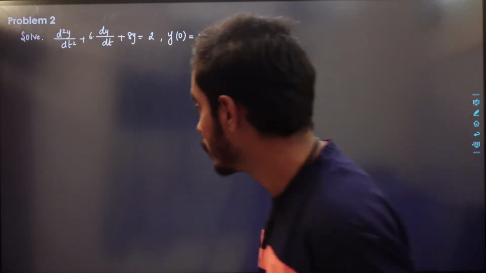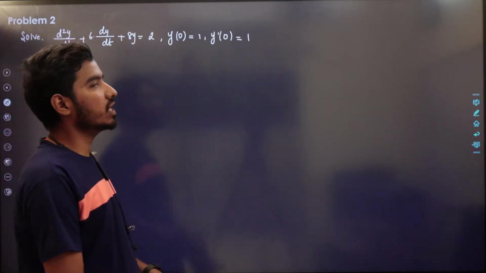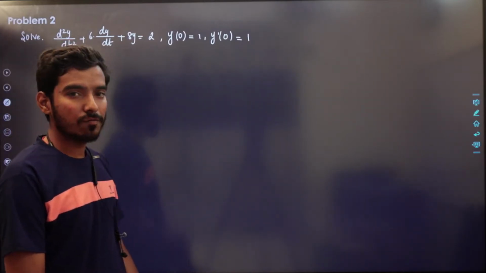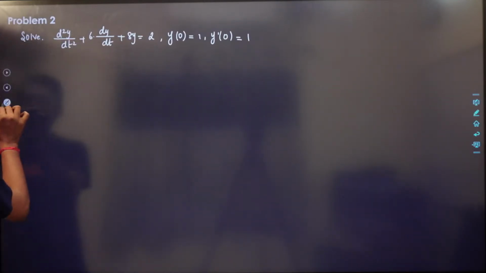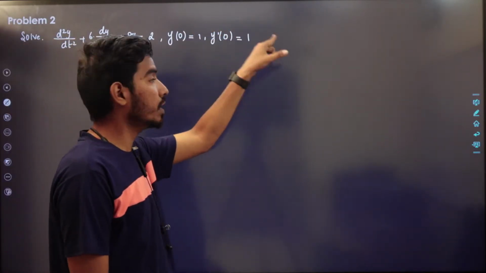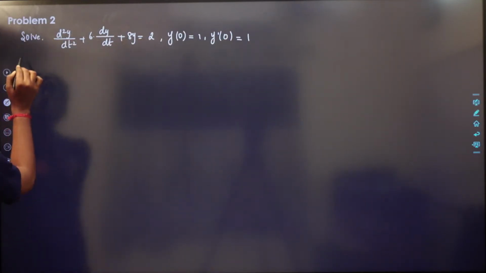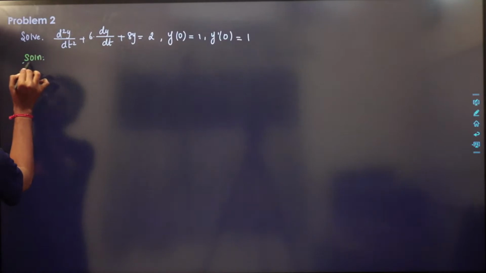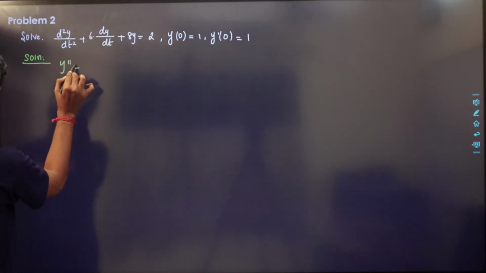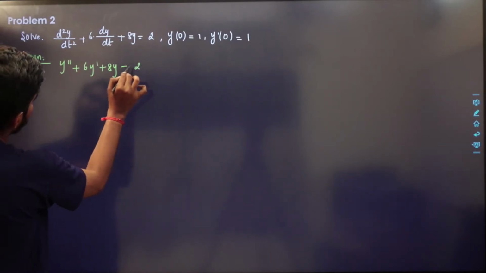Okay, no doubt. So solve d square y by dt square plus 6 dy by dt plus 8y is equal to 2, given that y of 0 is 1 and y dash of 0 is 1. We'll do the same problem again. Here you can see the initial conditions are different: y of 0 is 1, y dash of 0 is again 1. So this is nothing but y double dash plus 6y dash plus 8y is equal to 2.